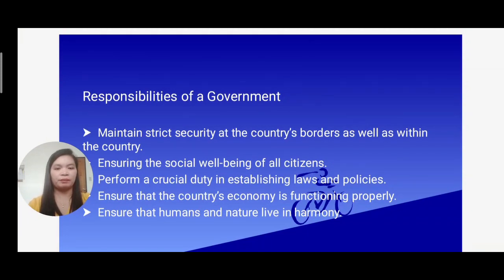Responsibilities of government. A government's responsibilities are limitless. They must maintain strict security at the country's borders as well as within the country. They perform a crucial duty in establishing laws and policies. They are responsible for ensuring the social well-being of citizens. They must also ensure that the country's economy is functioning properly. Above all, they must ensure that humans and nature live in harmony.